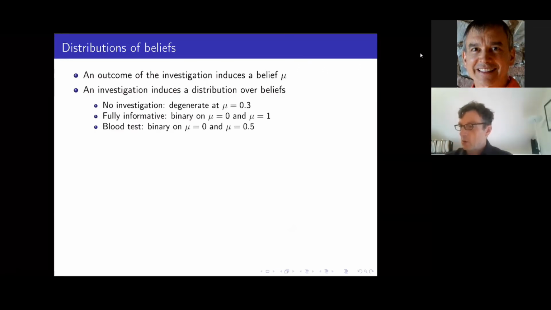Okay. So again, let us go through the example. Okay. If we do no investigation, then the posterior belief is going to be the degenerate one that is going to stick at the prior belief. Okay. If we have a fully informative test, then we're going to split the beliefs from the initial point 0.3 to the posterior beliefs 0 and 1. Okay, and we're going to do that with precisely the probabilities 0.7 and 0.3.